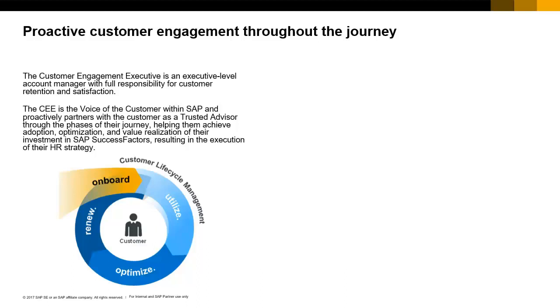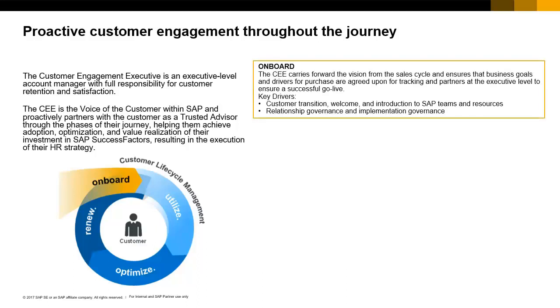Let's take a look at the 4 stages of customer lifecycle management and the key activities and outcomes in each phase. In the onboarding phase, which includes both the onboarding of the customer as well as successful product implementation, the CE carries forward the vision from the sales cycle and ensures that business goals and drivers for the purchase are agreed upon for tracking, and partners at the executive level to ensure a successful go-live. Some of the key activities and outcomes in this phase are the customer transition, welcome, and introduction to SAP teams and resources, as well as the establishment of relationship governance and implementation governance to ensure successful go-live and transition to a steady state.